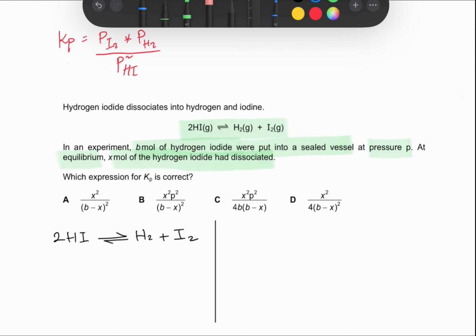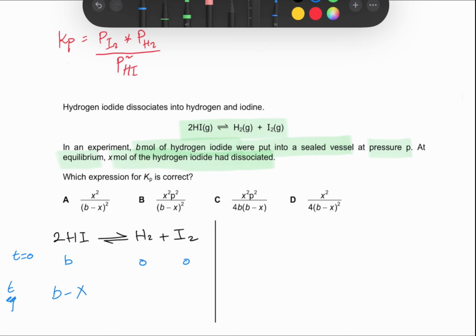So we just do the same procedure as we did for the equilibrium equations. At T equals 0, we don't have any products. We started with B moles of HI, and we have 0 for H2 and 0 for I2. Now at equilibrium, since hydrogen iodide is a reactant, there is a decrease in its concentration, so the number of moles will decrease. So we can say B minus, but minus what?